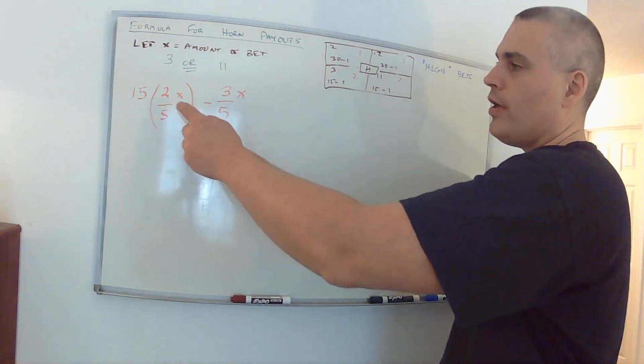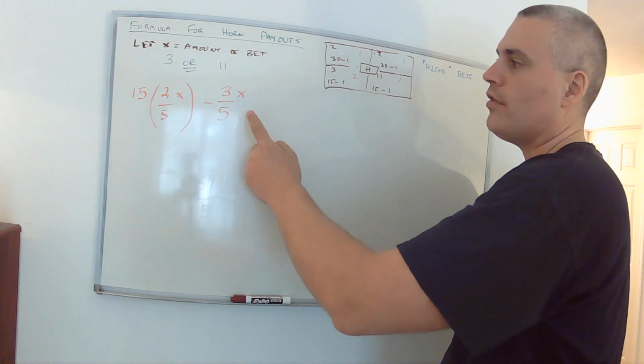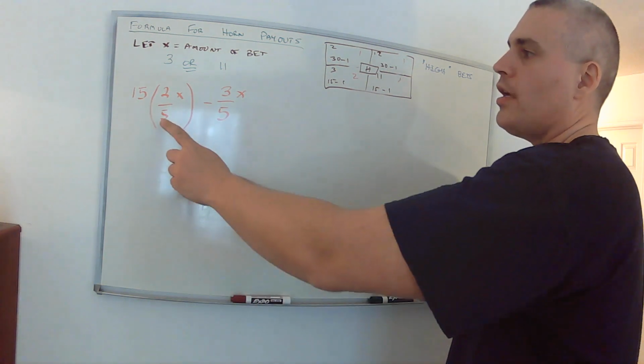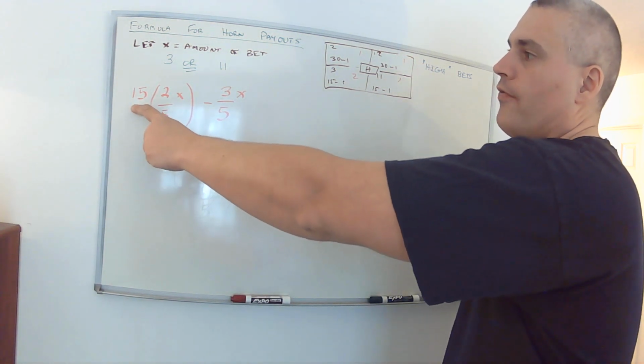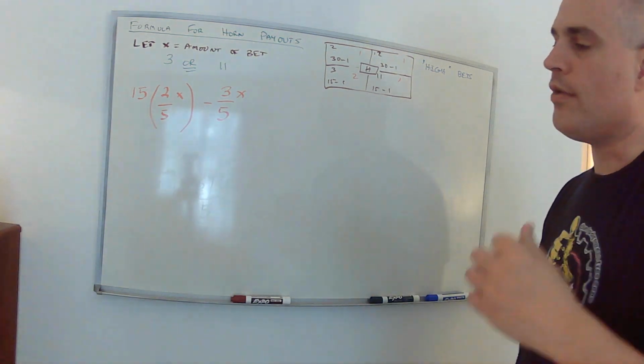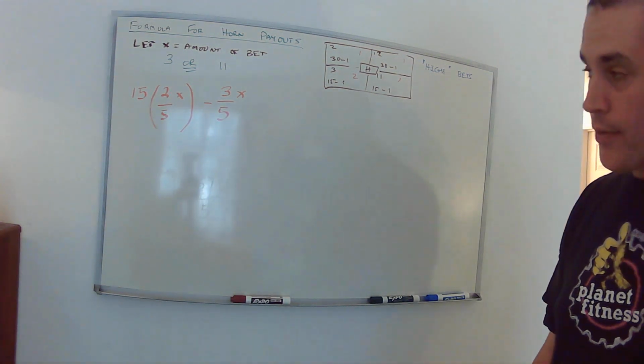X is the amount of my bet. 2/5 of it's going to win. 3/5 of it's going to lose. That 2/5 that wins is going to return another. It's going to be multiplied by 15. It's going to be 15 times whatever I put down.